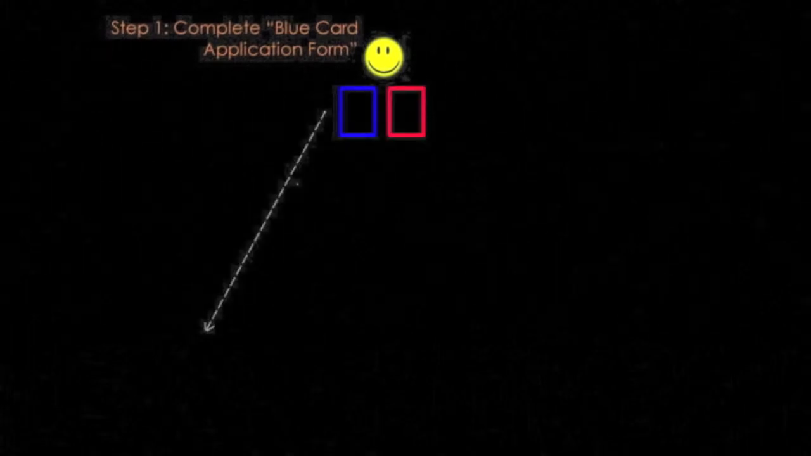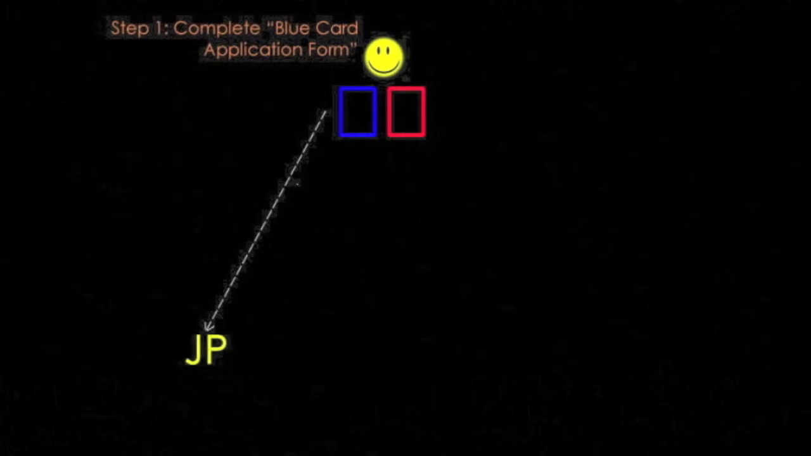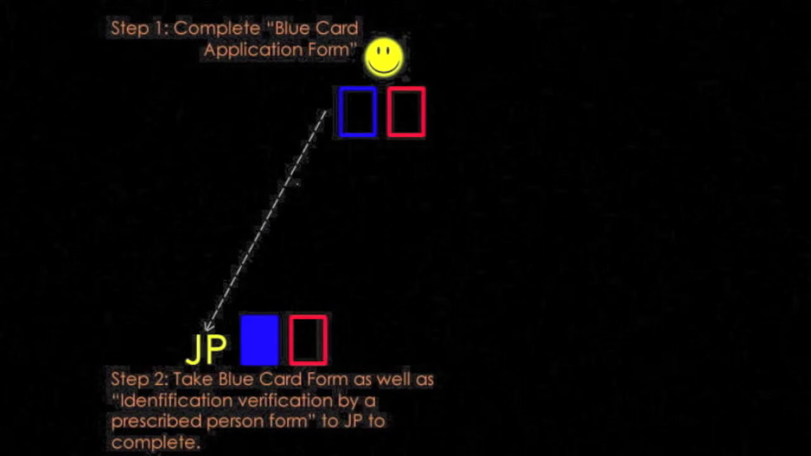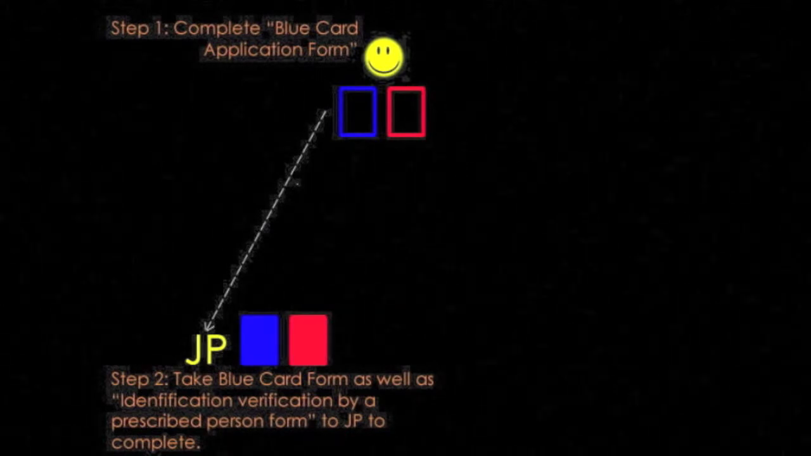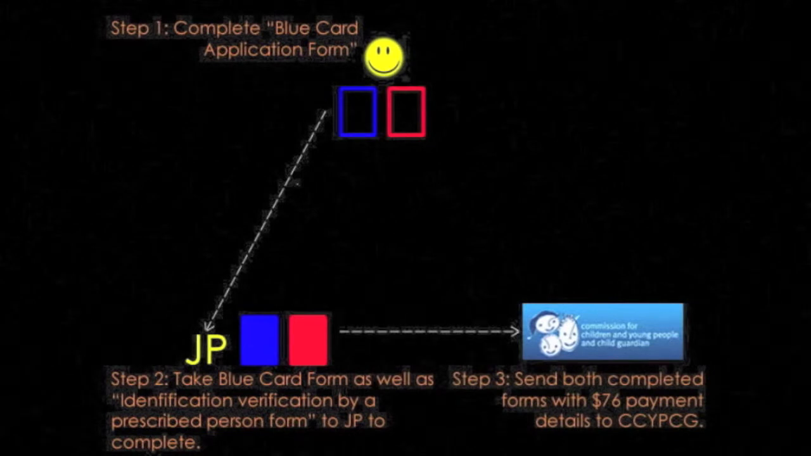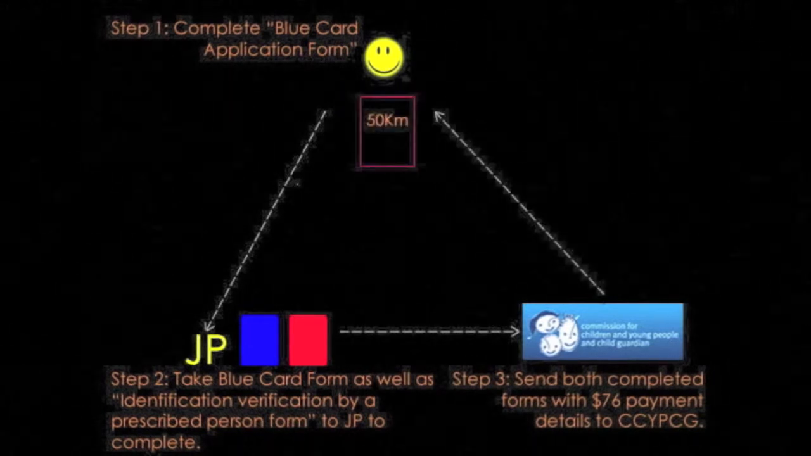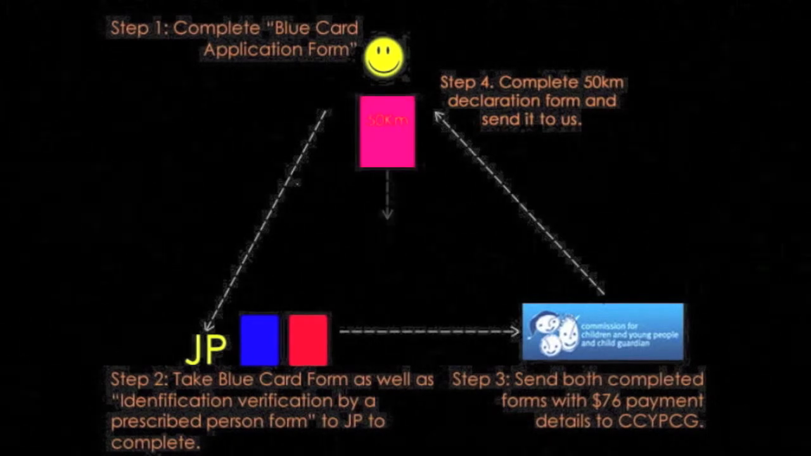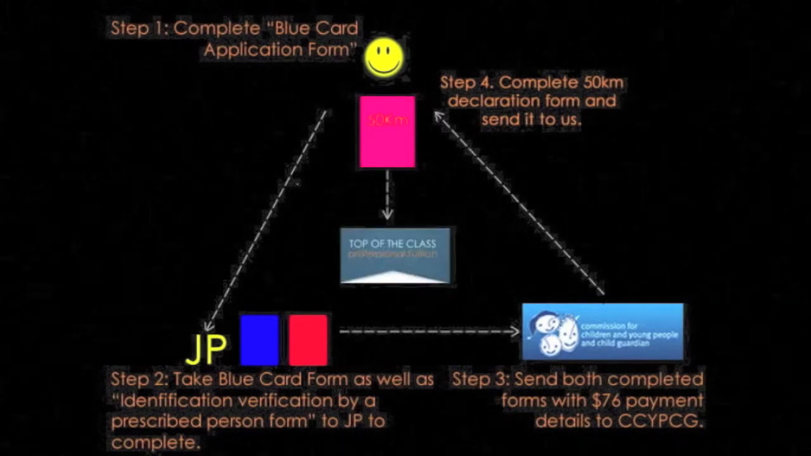Okay, that's you. Very happy. Step 1, complete the blue card application form represented by the blue. The red represents the other form, which is the Prescribed Persons form. You take both forms to the JP, you get them with your ID to fill out the Prescribed Persons form, and you fill out the other form in their presence. You then send both those forms plus a $76 payment to the Commission for Children and Young People, etc. They will then send you out a 50-kilometre declaration form, which you can then fill in and send through to us here at Top of the Class in the office, and everybody wins.